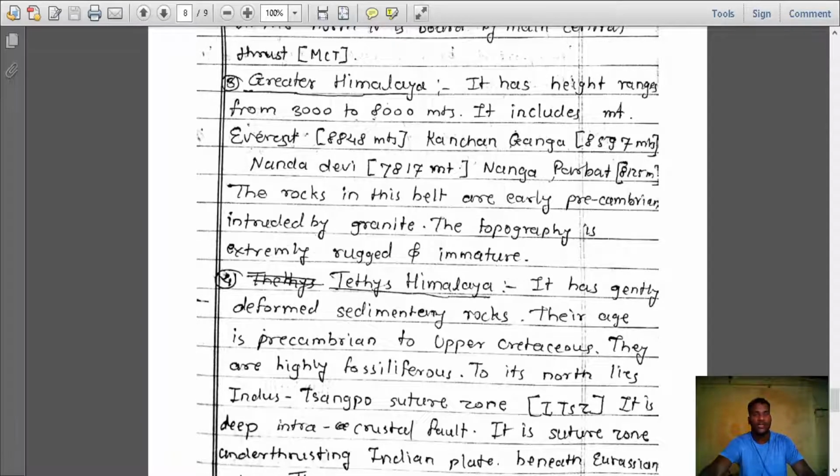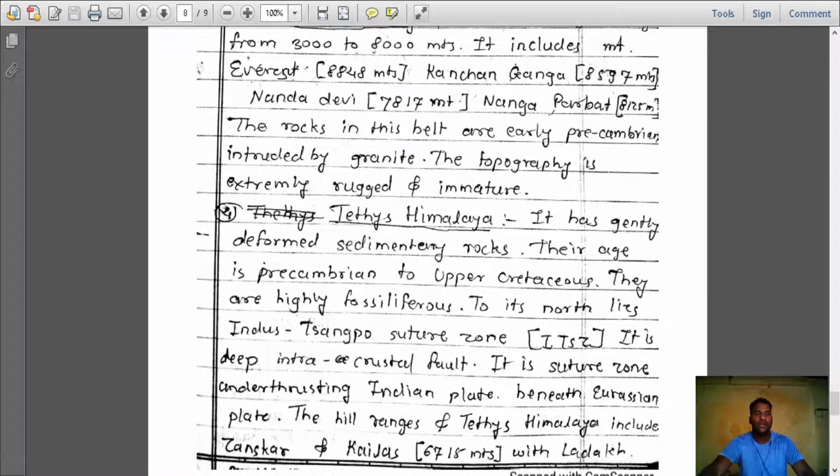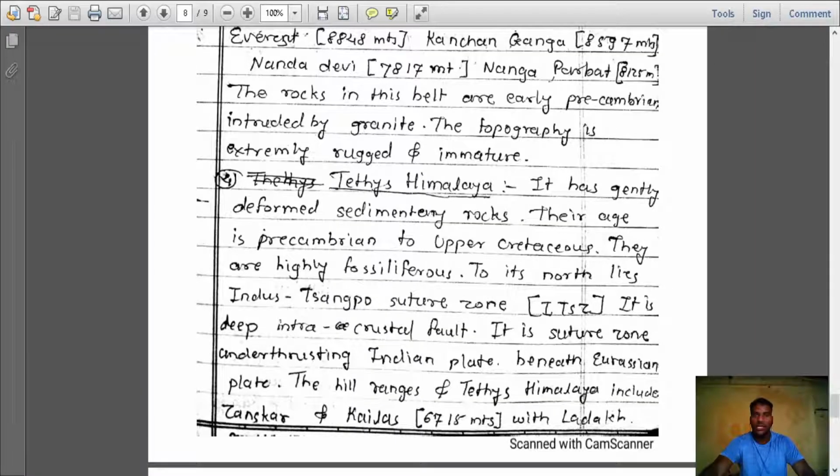Then Tethys Himalaya, it has gently deformed sedimentary rock. Their age is Precambrian to Upper Cretaceous. They are highly fossiliferous. To its north lies the Indus Tsangpo suture zone. It is a deep intracrustal fault. It is a suture zone under-thrusting the Indian plate beneath the Eurasian plate.